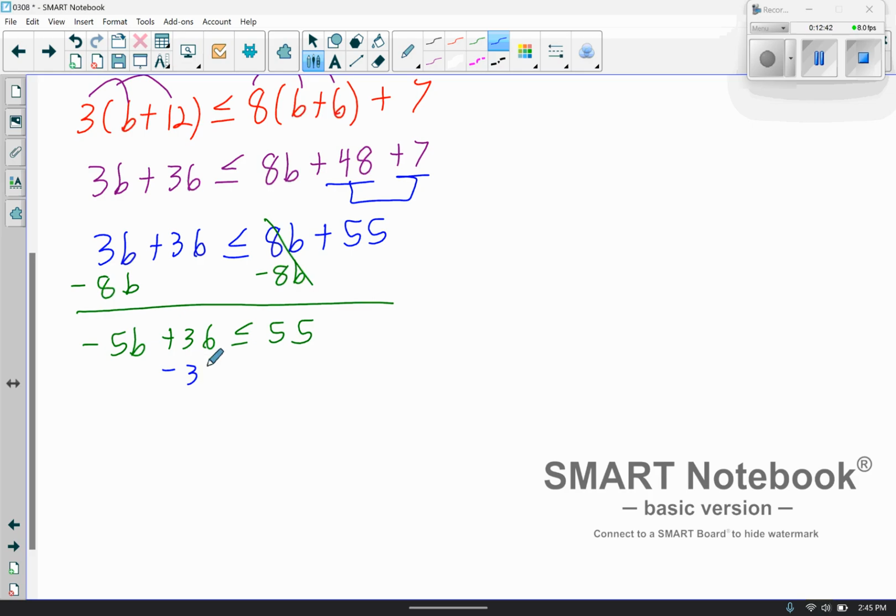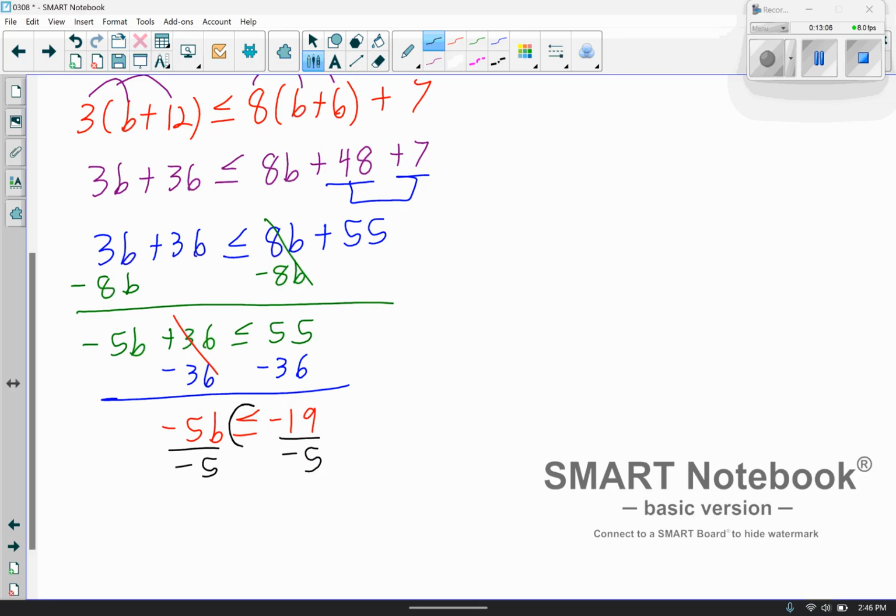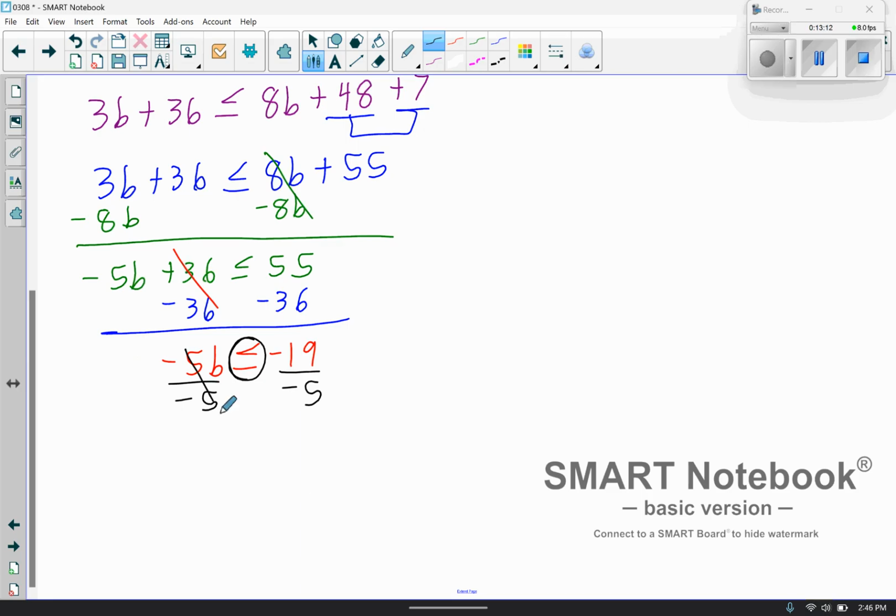Then we'll go ahead and subtract 36 from both sides of our inequality. And so we'll cancel that out. So we're going to have negative 5b is less than or equal to, looks like this is going to be negative 19. So then we'll divide both sides by negative 5, and this is where you have to be careful. We are going to reverse that inequality symbol. So now, when we cancel that out, we're going to have b is greater than or equal to, and then the double negatives here, this will become 19 over 5.